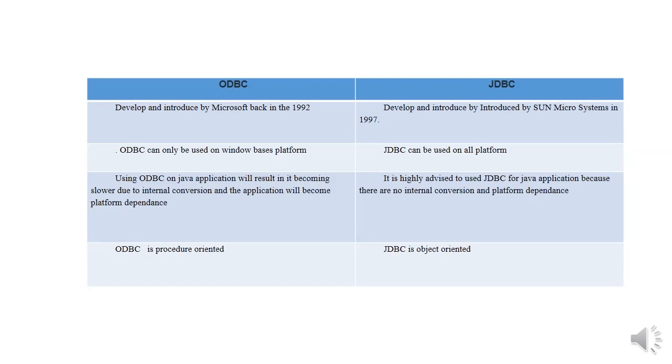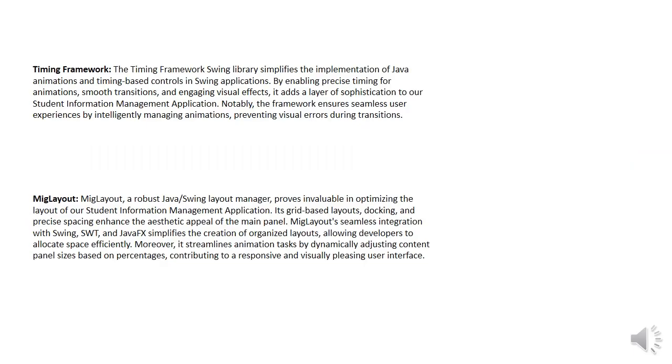Performance and platform dependency. Using ODBC in Java applications may result in performance degradation due to internal conversion. JDBC is recommended for Java applications because it avoids internal conversion. ODBC is more procedure-oriented, focusing on procedures to interact with the database. JDBC takes an object-oriented approach, where interaction with the database is achieved through Java objects and classes.